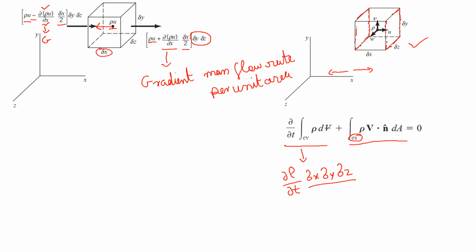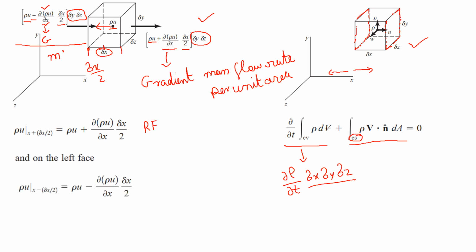This is again the total edge length, and the edge length from the center to this face will be delta x divided by 2, multiplied by the area to convert this whole term into m dot, as we discussed previously for the right face. So now we have our terms for the mass flow rate across the right face and across the left face. This is the term for the right face, and for the left face we have the term of the mass flow rate per unit area.